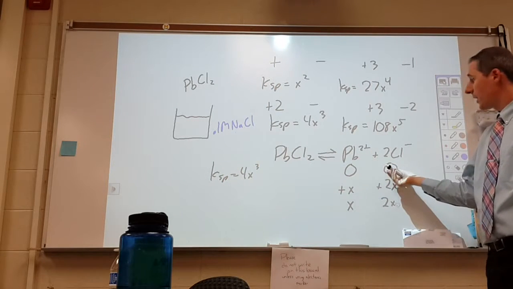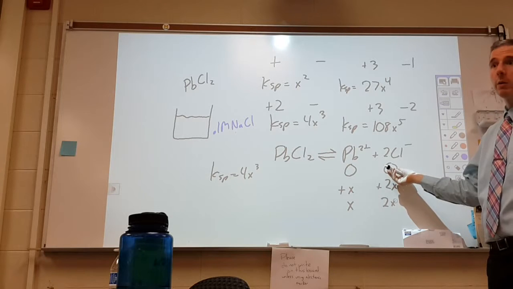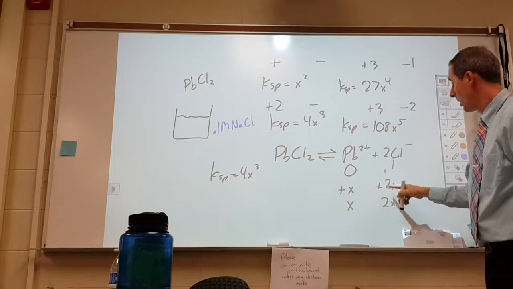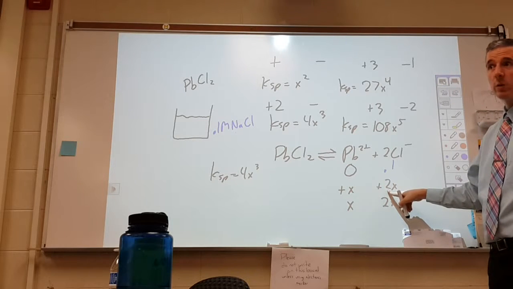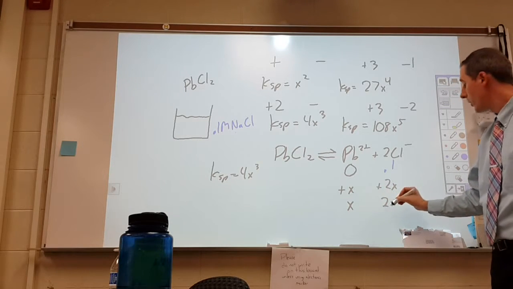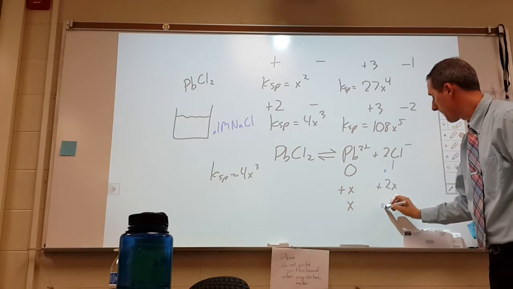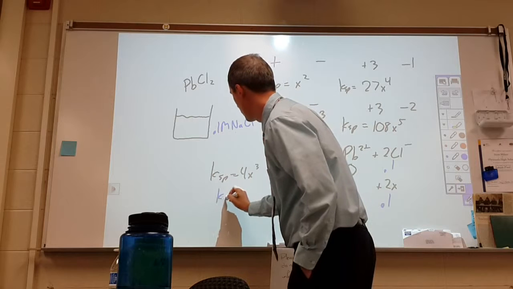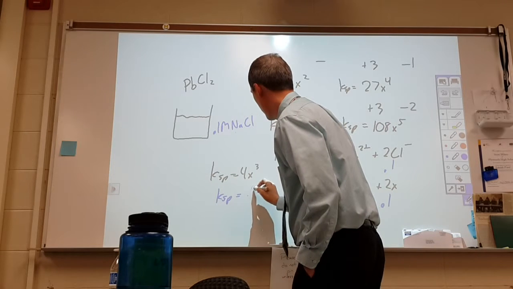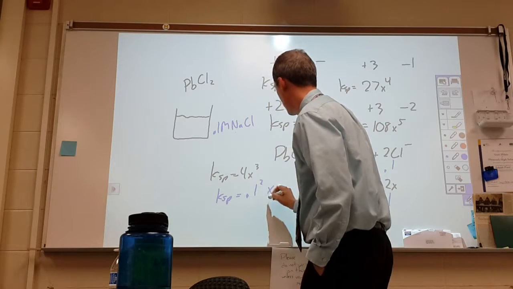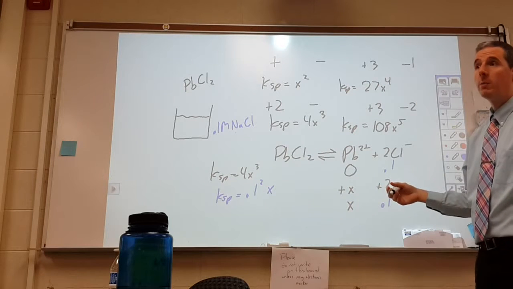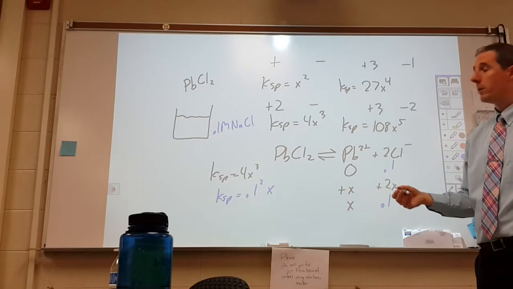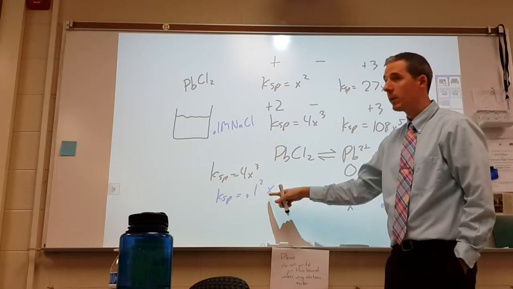What that does is instead of starting with 0 here, I would start with 0.1. And that's actually a huge change because 0.1 plus 2x, when x is really tiny, is effectively still 0.1. And when I plug in 0.1 into my K expression, now I get 0.1 squared times x. And 0.1 squared is going to be a lot bigger than what 4x squared would have been. And so now my solubility, my x, is going to go way, way down.